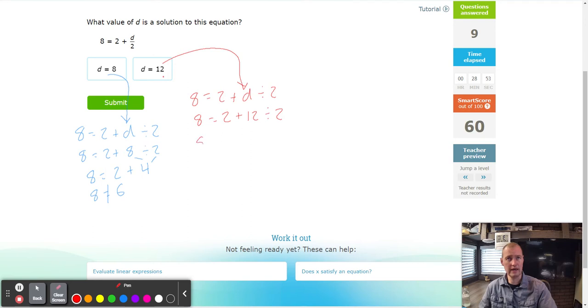All right, we got 8 equals, divide first before adding, 12 divide 2 is 6, and 2 plus 6 comes down. And that actually works out really nice because 8 equals 2 plus 6 is 8. So check. D equals 12 worked really nice. I like that one.